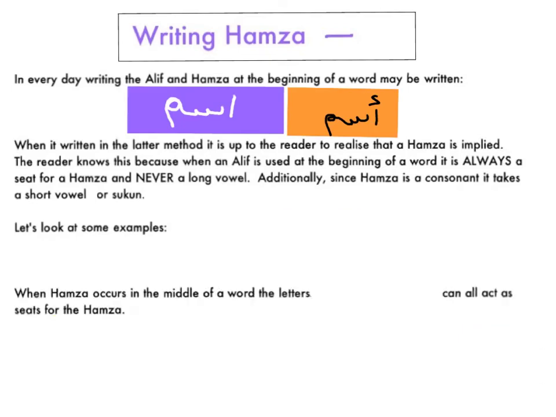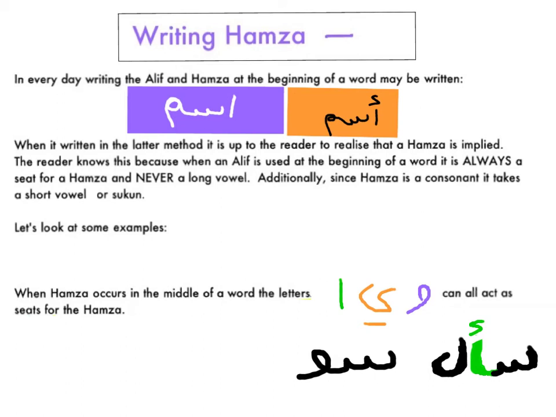When Hamza occurs in the middle of a word, the letters waw, ya, and Alif can all act as seats for the Hamza. The first example is the word sa'ala. Sa'ala, notice that the Hamza is written on top of Alif and Alif is in the middle of the word. The next word is su'al, and Hamza comes on top of waw.